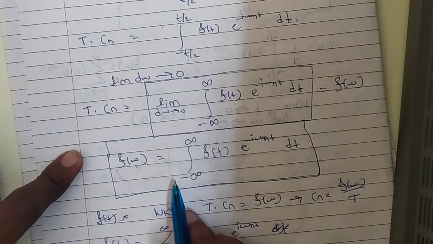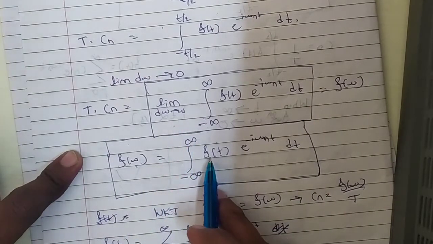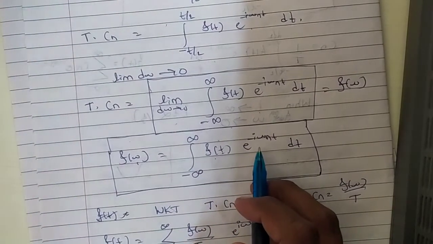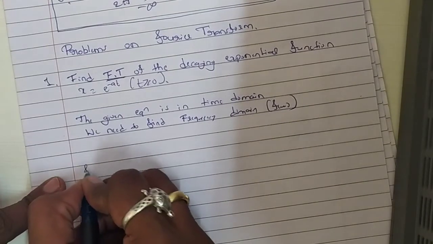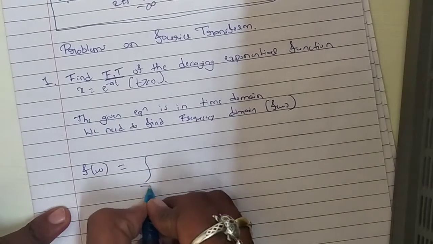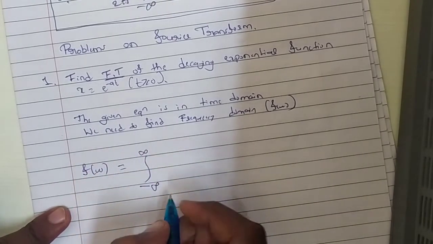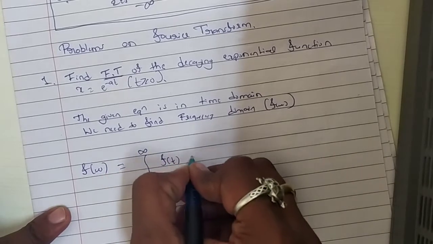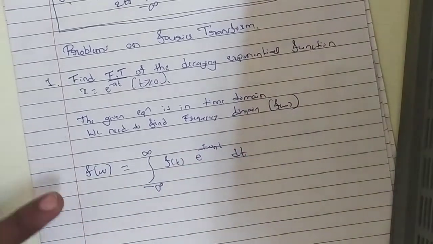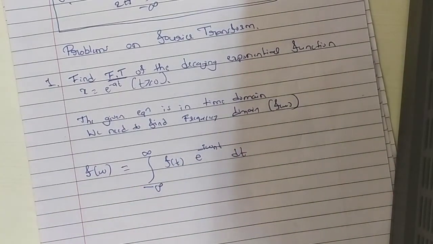So we know the equation f of omega is equal to what? F of omega is equal to integration from minus infinity to plus infinity f of t e raised to minus i omega n into t dt. So we need to find this. So I will write f of omega is equal to, the equation is minus infinity to plus infinity f of t e raised to minus i omega n into t dt.